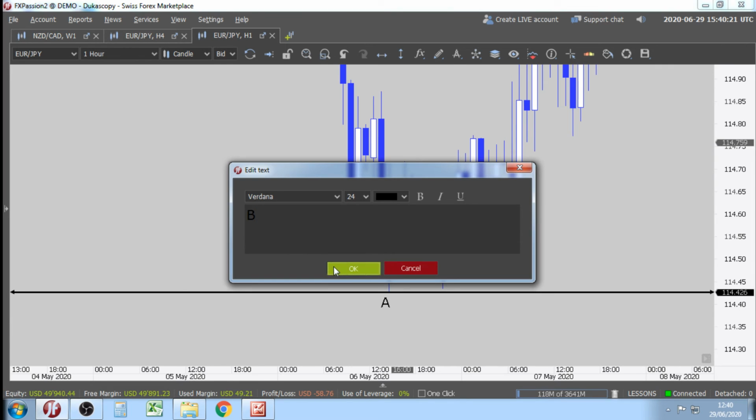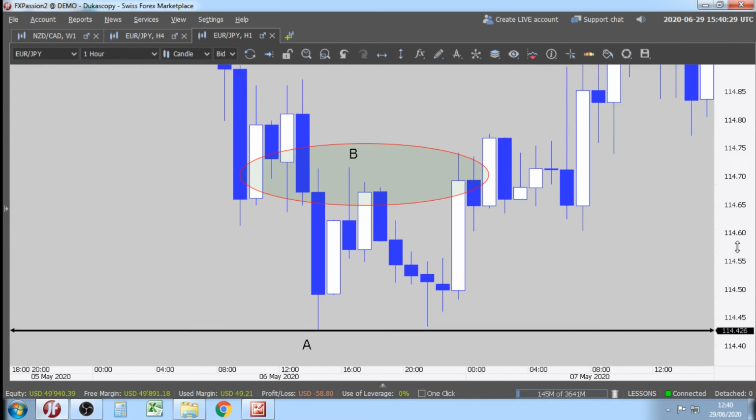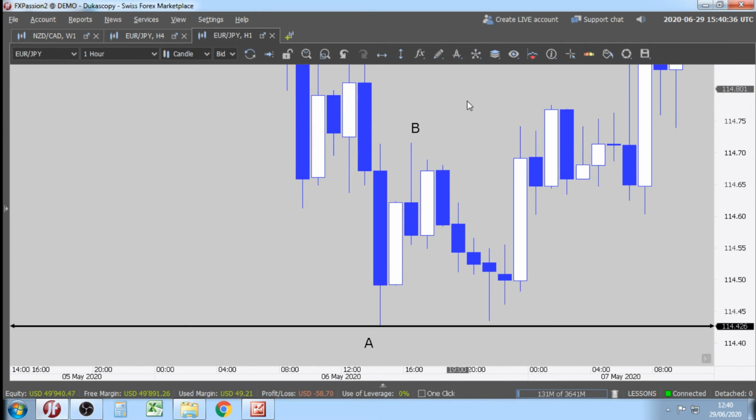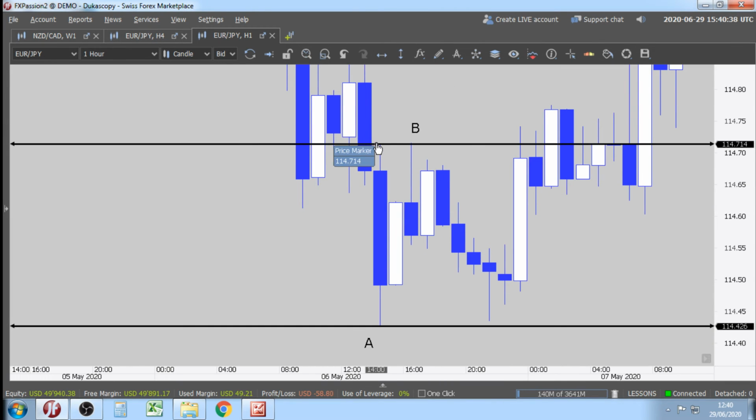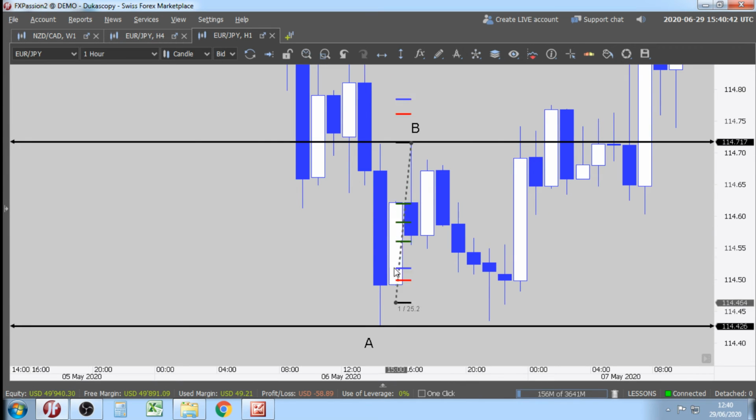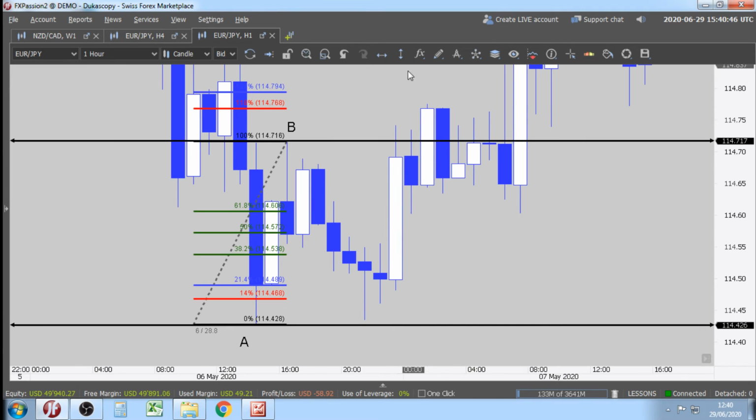Be careful, everybody, the B must be a high. So if you are not sure if this is a high, zoom in the chart like this, and you're going to see, okay, this is a B, great. Horizontal line. Fibonacci retracement tool, B to A, there you go. A, B, C, right? And this is going to be the C.